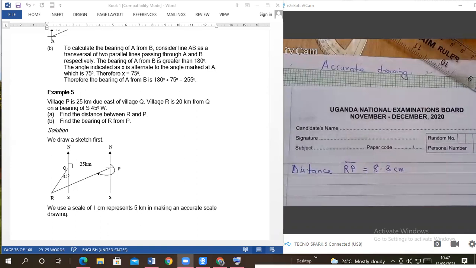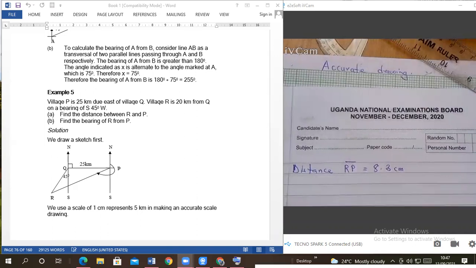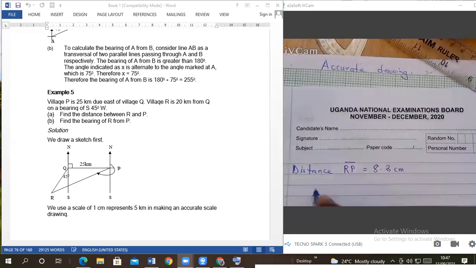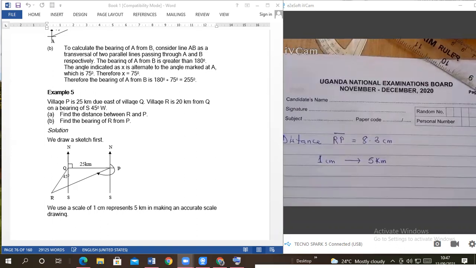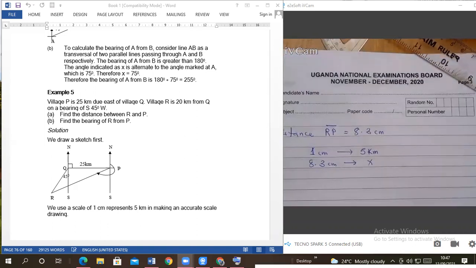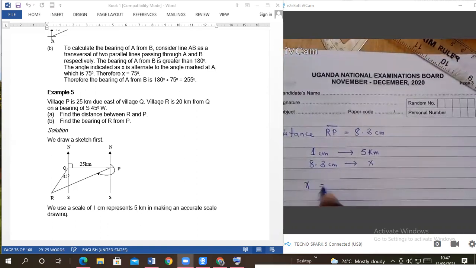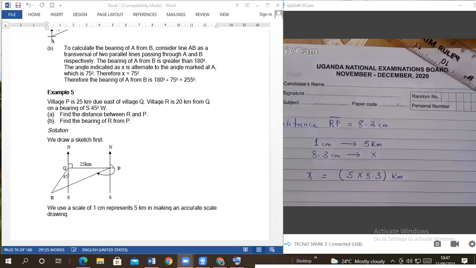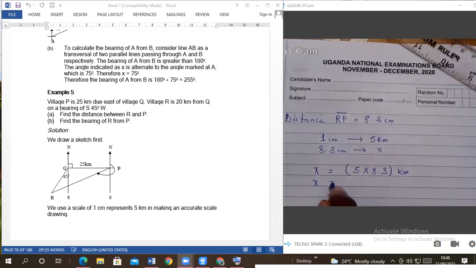Now you have to convert this back to kilometers using the scale. Using the what? The scale. So our scale was 1 centimeter representing 5 what? 5 kilometers. So here we have 8.3 centimeters. We can put some unknown there, which means our x will be equal to 5 times 8.3. The answer we are getting here is in what? Kilometers.